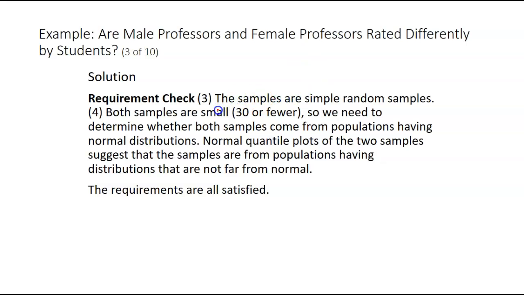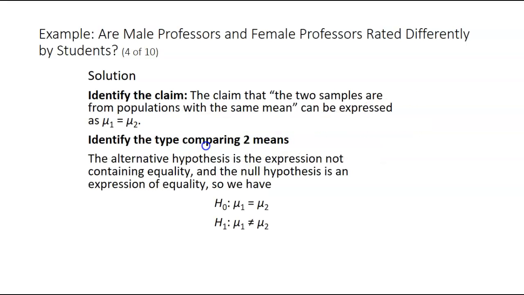The samples are small, so we do need to verify through our normal quantile plots that the two samples are from populations that are normally distributed, or at least close to being normally distributed. I'm not going to go through that because we've done a lot of normal quantile plots, but if you want to look at your normal quantile plot, you would see that they are approximately normally distributed. Okay, and so here is our null and our alternative hypothesis that we already talked about.